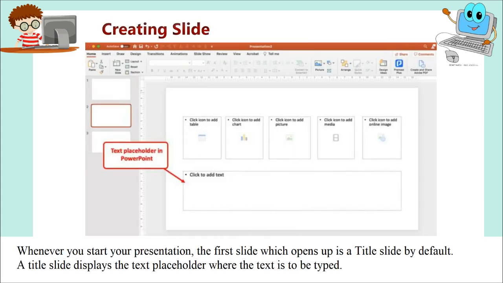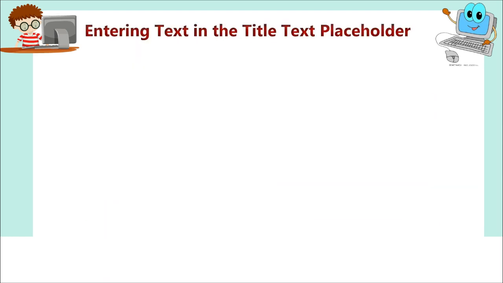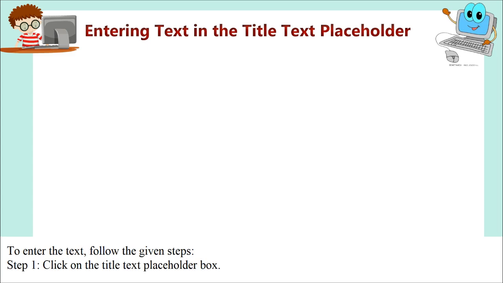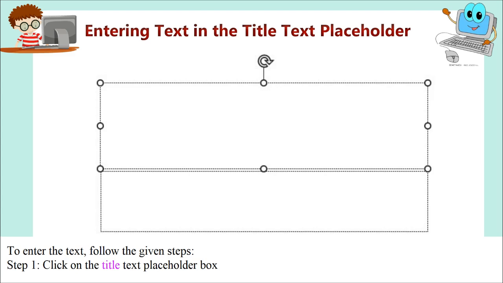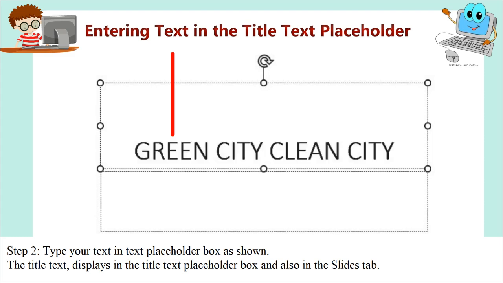Creating slide. Whenever you start your presentation, the first slide which opens up is a title slide by default. A title slide displays the text placeholder where the text is to be typed. Entering text in the title text placeholder. To enter the text, follow the given steps. Step 1. Click on the title text placeholder box. Step 2. Type your text in text placeholder box as shown. The title text displays in the title text placeholder box and also in the Slides tab.